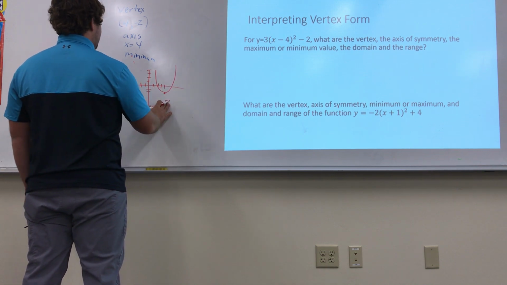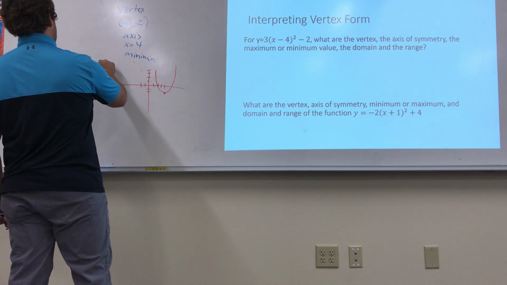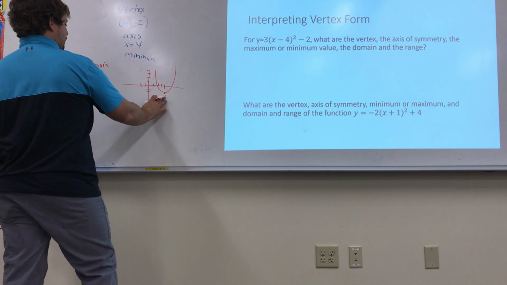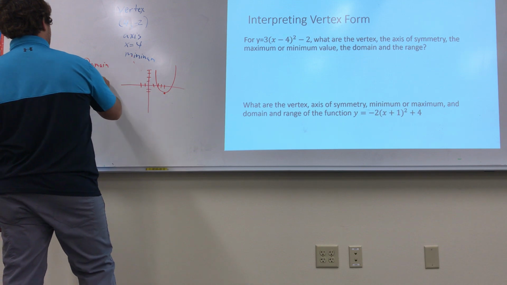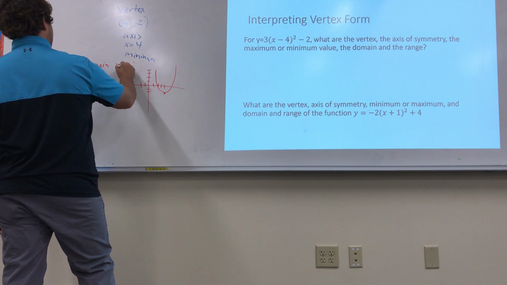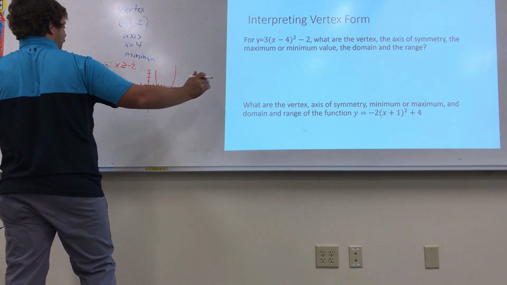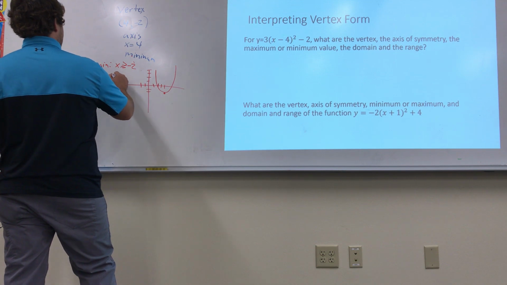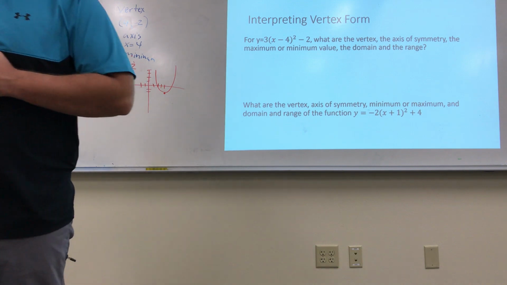What is going to be my domain, which is my x values? My x values cannot go any lower than -2, right? So my domain is x has got to be greater than or equal to -2. Our range: it's going to go on and on in both directions forever. All real numbers. That is my range for this one.